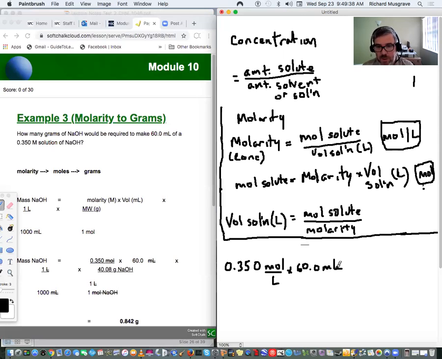And the reason I'm doing that is because I know that to get moles, I'm going to have to multiply the molarity by the volume. Unfortunately, it's not in liters. So now I'm going to have to do a conversion.